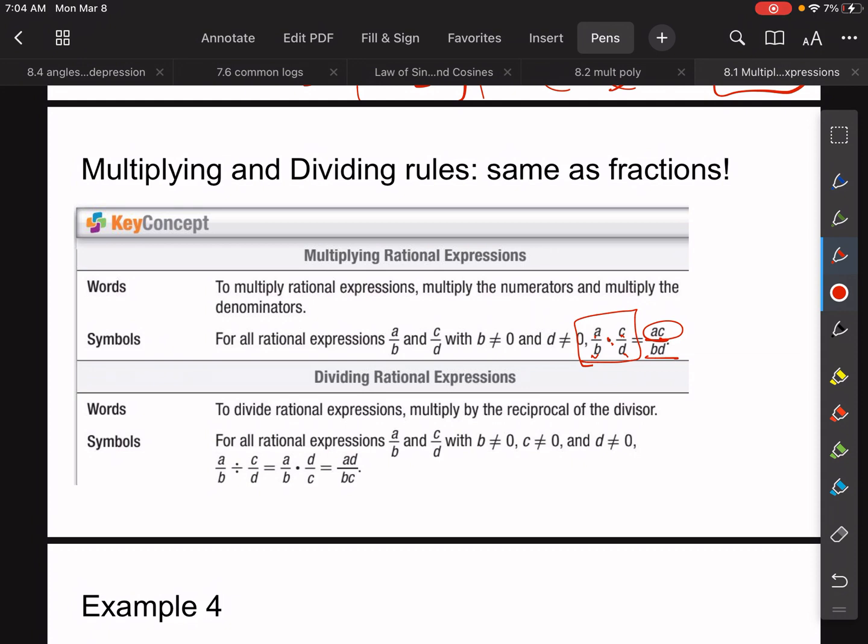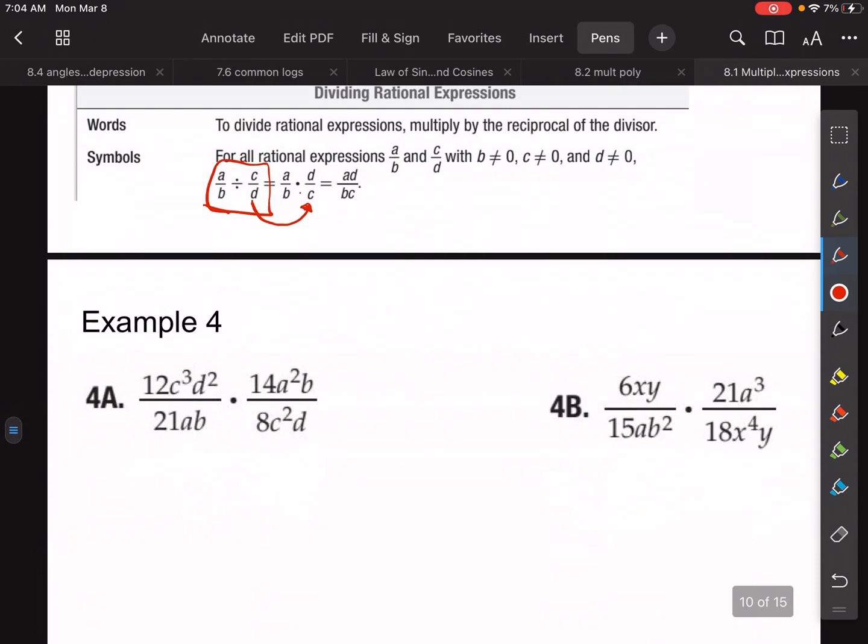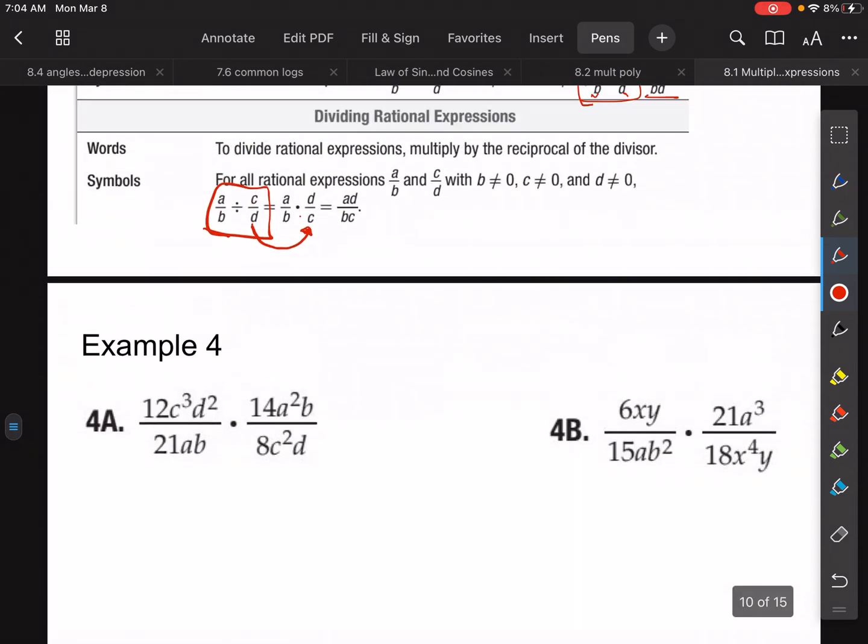With division, remember that you need to flip it and multiply. So if you have a over b divided by c over d, remember, this is very important. If you don't remember this, get this in your notes and practice this a lot today. That's the same thing as multiplying a over b times d over c. Okay, so let's go ahead and do some of these.